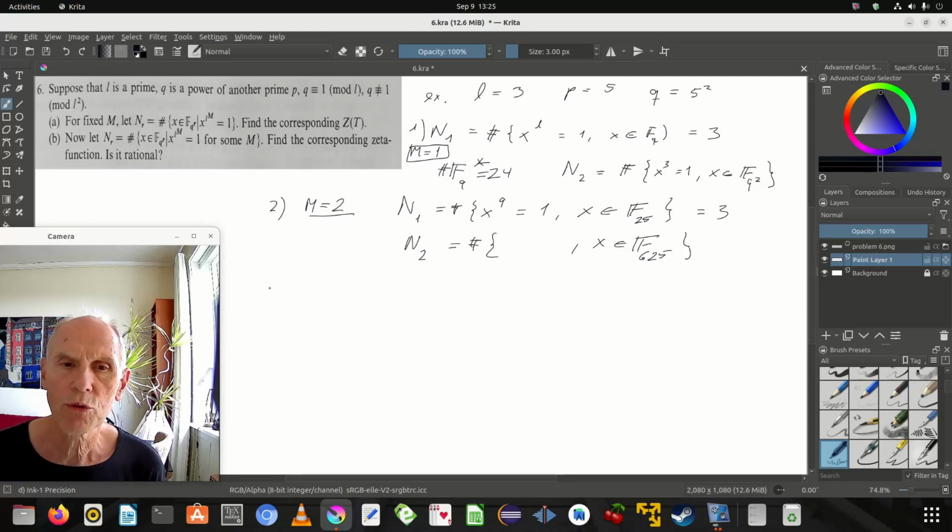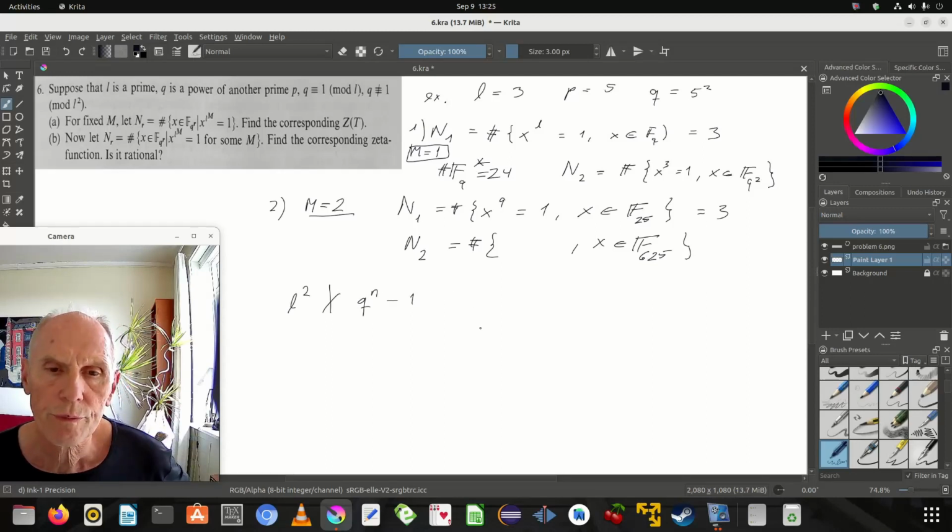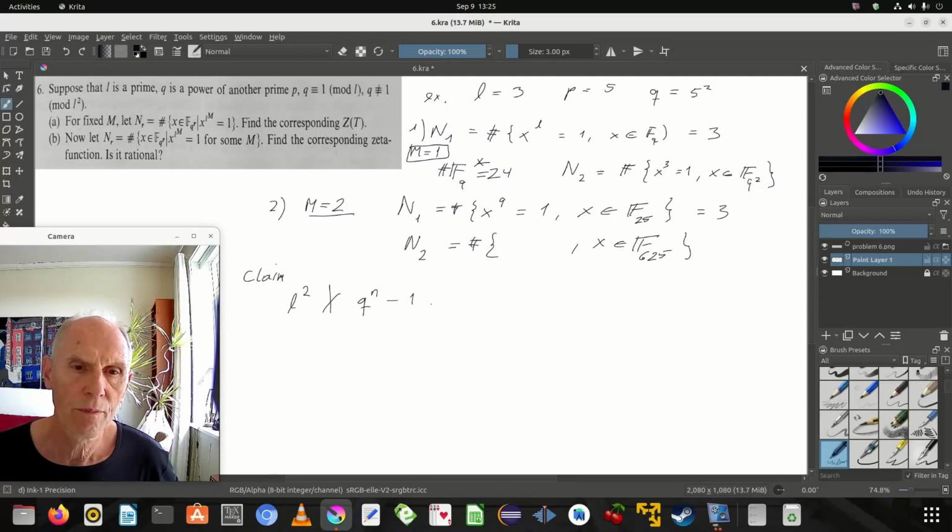So we have to prove that. So that's a claim. In this case, 3 will divide, but 3 squared won't.